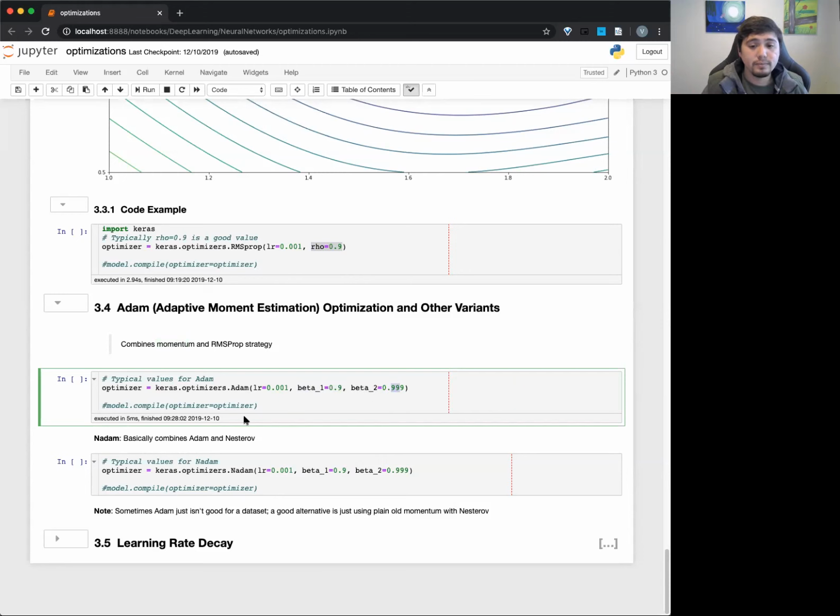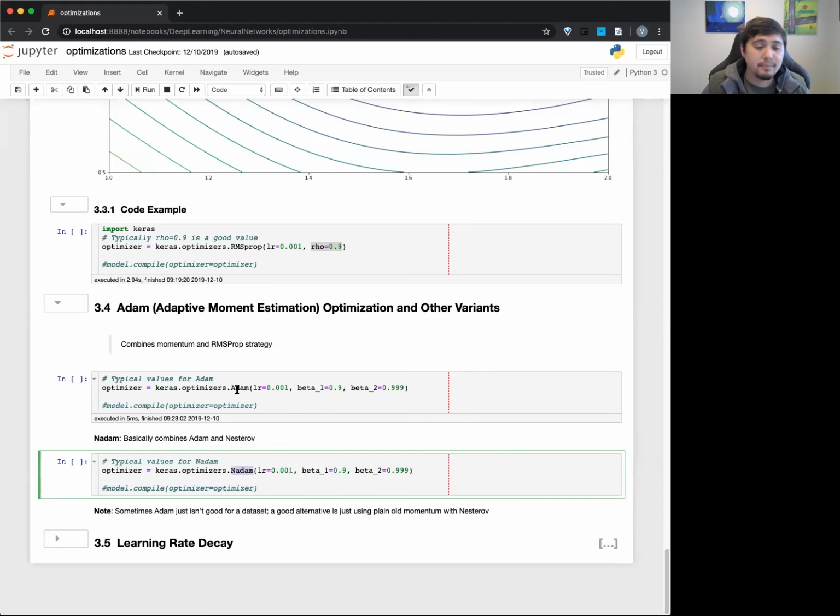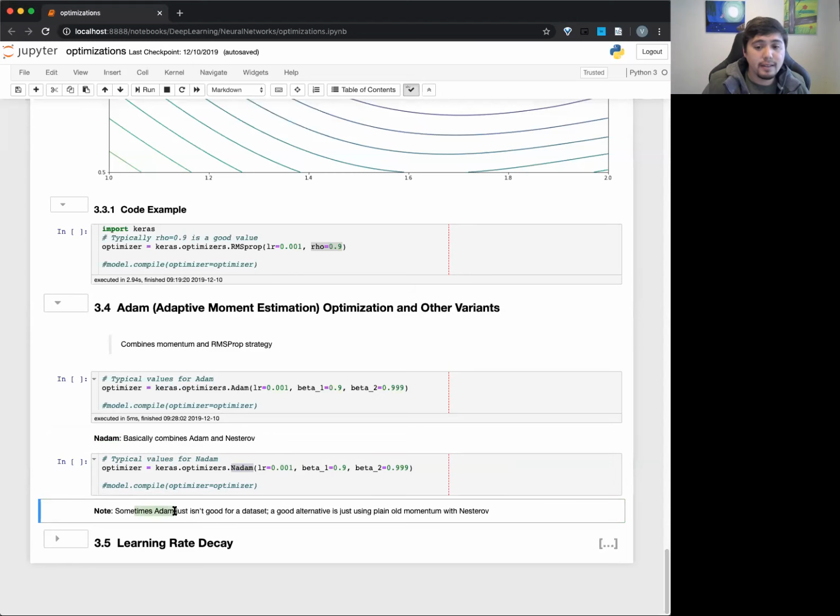Okay. So note that there's also Nadam, right? These are other variants, and there are a lot of other variants you can look at that are based on Adam. But Nadam is basically using Nesterov. So you can use Adam with Nesterov, and you can see Nadam right here. Basically it's the same thing, except now it's trying to avoid that oscillation with the momentum.